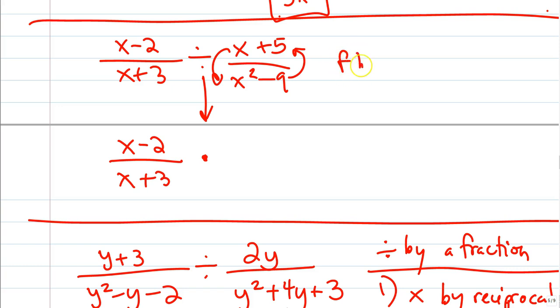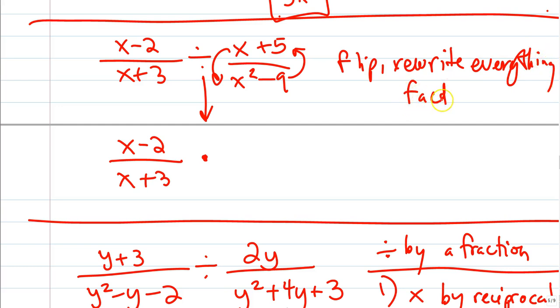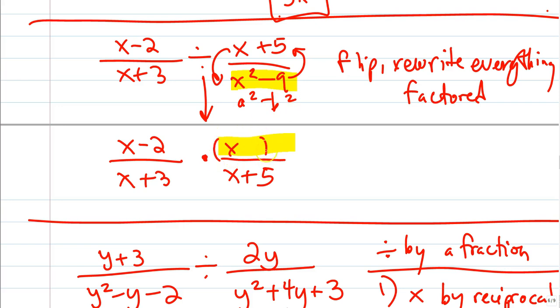When we flip, we might as well rewrite everything factored. So this x minus 2 doesn't factor, x plus 3 does, the x plus 5 doesn't, but rather than just rewrite x squared minus 9 again, I'm going to factor it. That's an a squared minus b squared, so it is x and x, minus 3 and plus 3.